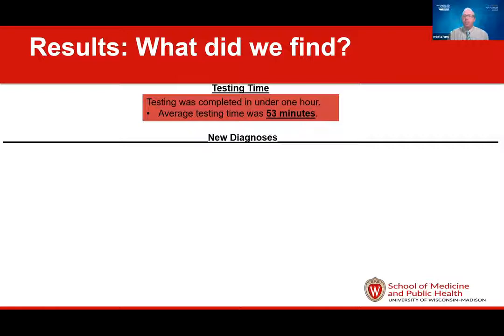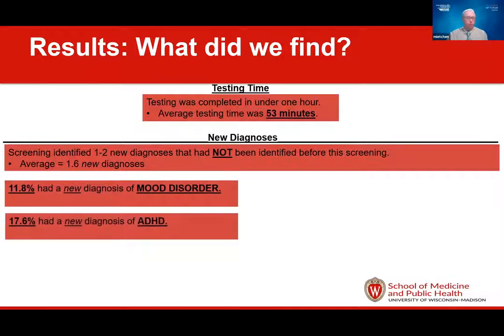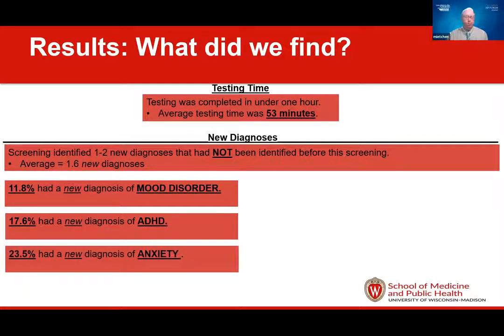A new diagnosis means that screening found a diagnosis that the child had not ever received before the screening. So on average, this screening evaluation helps to find 1 to 2 new diagnoses. 11% had a new diagnosis of mood disorder. 17% had a new diagnosis of ADHD as a result of the screening. 23% had a new diagnosis of anxiety.